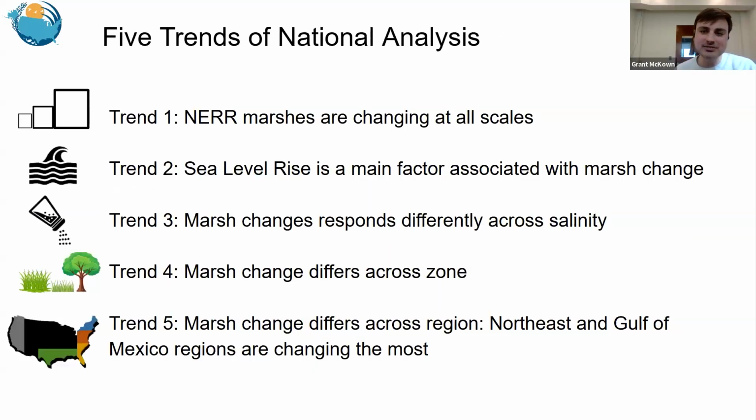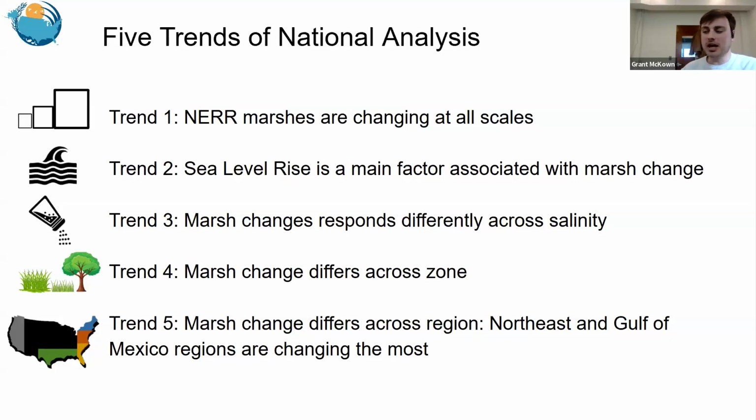So if there's anything you take away from this talk about our national analysis, I really just want to hit on all 5 trends again. First, that our marshes are changing, and they're changing at all 3 scales: the site level, the region level, and the national level. And we found that sea level rise is the main factor associated with this marsh change and is causing the change in vegetation community. Additionally, there were certain factors that would impact how vegetation would change. In trend 3, we saw that with the salinity regime.